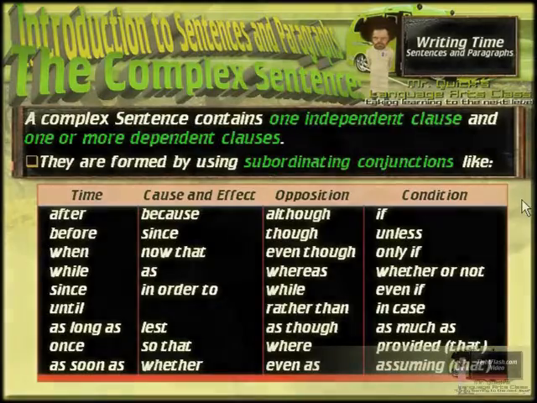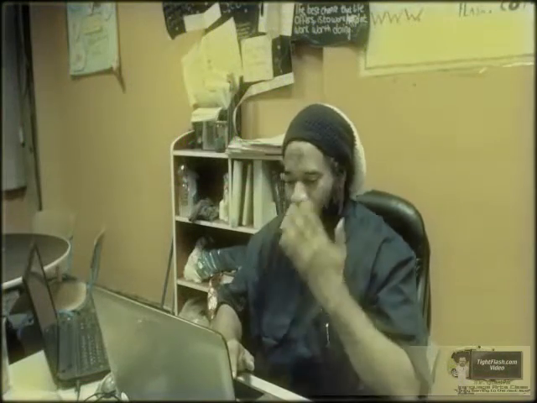Okay, so I know we're going to look at an example in a moment, but I really need you to try to grasp this concept that a complex sentence has at least two independent clauses. The difference between the complex and the compound is that one of the independent clauses has a subordinating conjunction in front of it. And here's our chart.